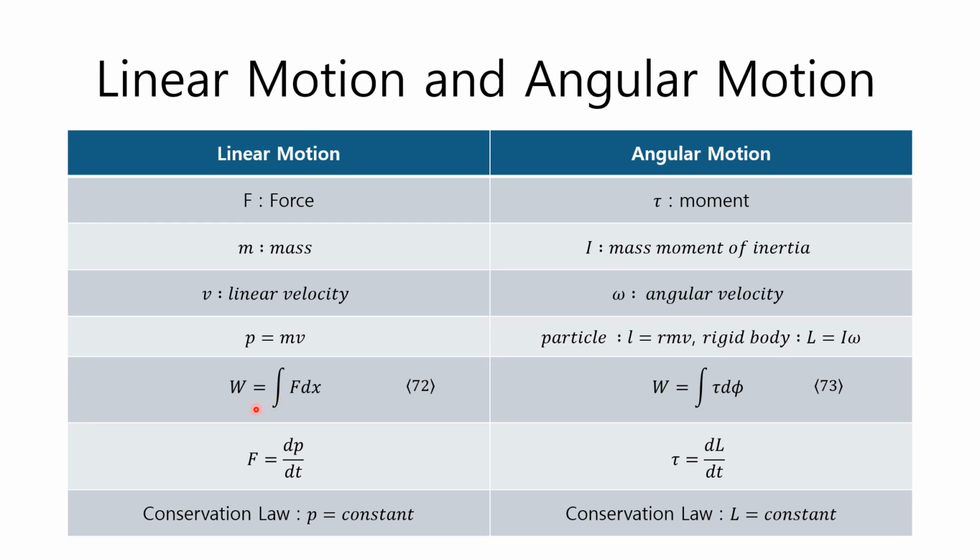The work done by linear motion can be expressed as the integral of the scalar product of force and distance, as in equation 72, and in angular motion, it can be expressed as the integral of torque times angle, as in equation 73. The units of these two are the same. In linear motion, force can be expressed as the change in linear momentum with respect to time, and in angular motion, it can be expressed as the rate of change in angular momentum with respect to time. Finally, both linear and angular momentum are physical quantities subject to the law of conservation.